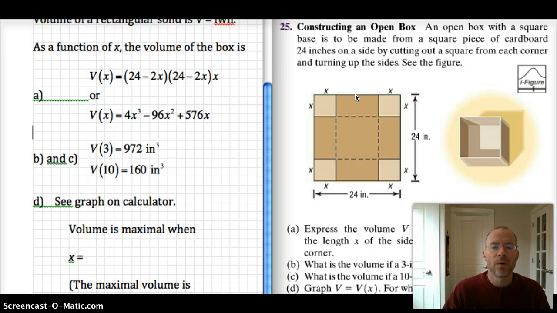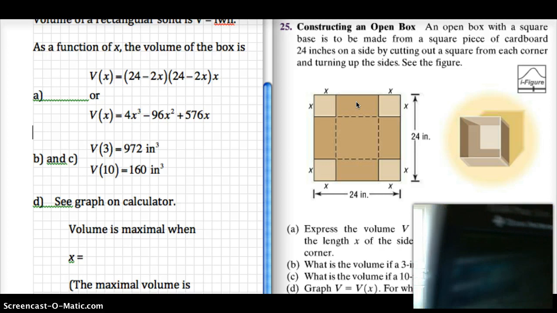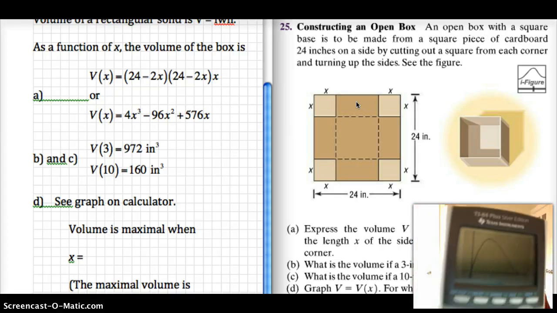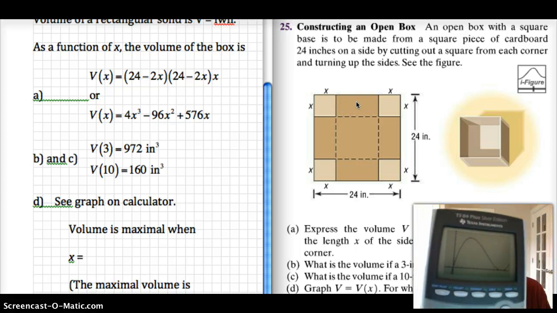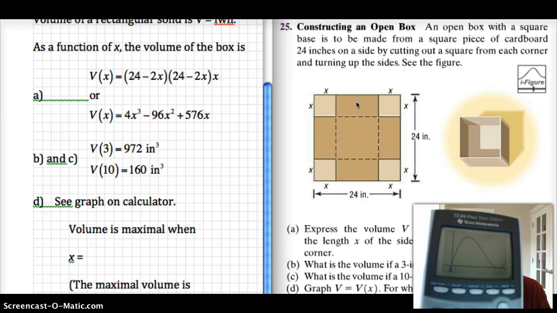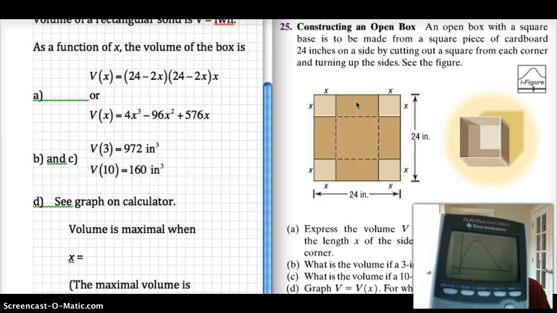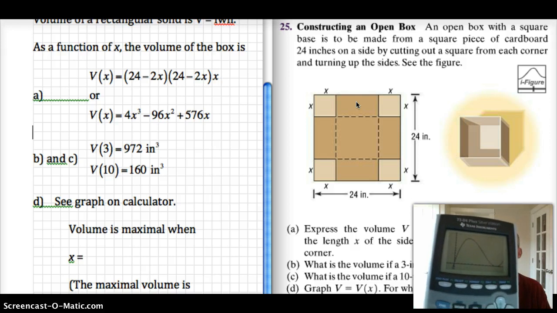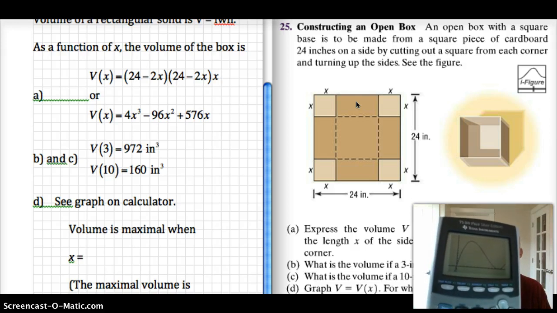If you cut out corners of 12 inches on a side, you're cutting the whole box away. So really the natural domain of this problem, in this problem situation, is from 0 to 12. X has to range from 0 to 12, which is basically where it's positive in the first part of the graph, in the first quadrant. Okay? And you can also see what's going to happen with maximizing the volume. The maximal volume is going to happen at that local max of the graph, and I'm just going to locate that with second calc max.